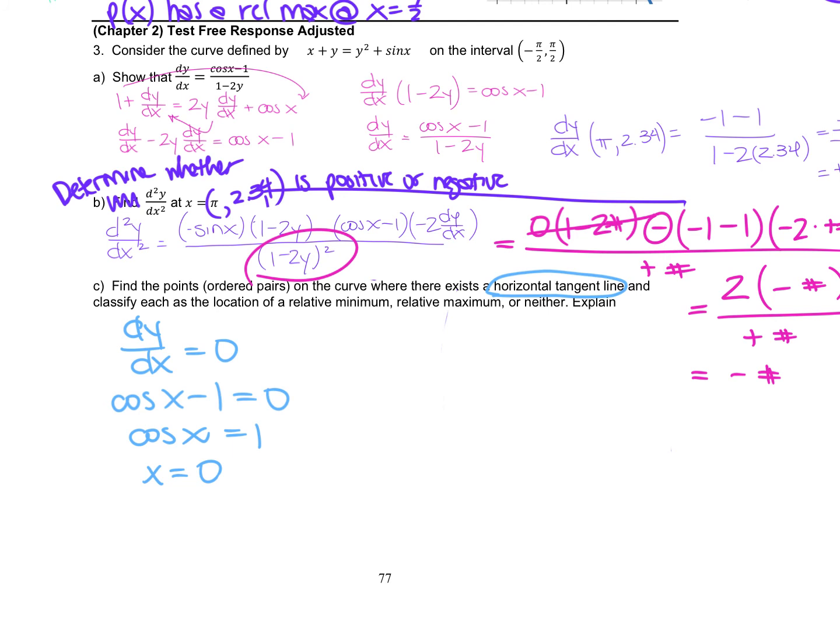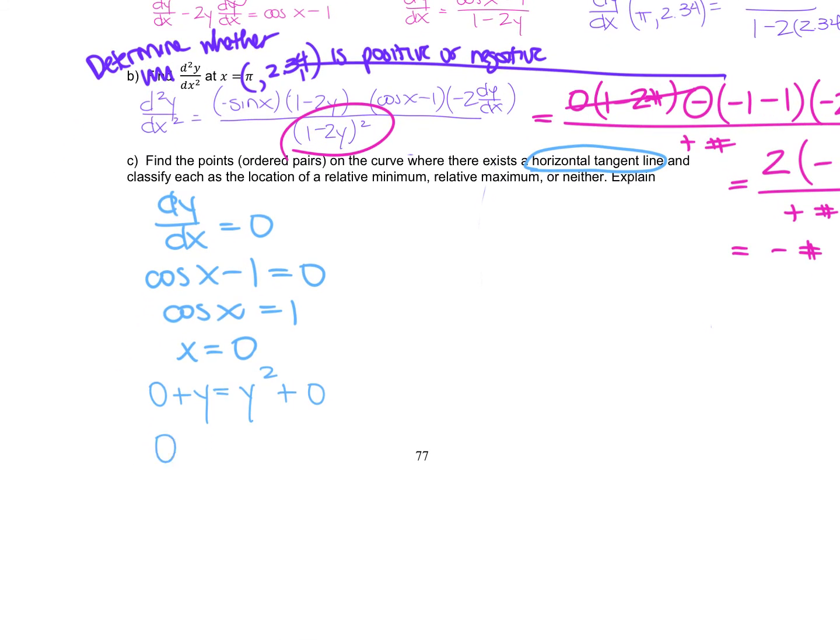So if I want to determine whether the second derivative is positive or negative, I do need an x and a y, though, right? All right, so how do I find a y for that x? You plug it into the original. So looking at the original, that's 0 plus y equals y squared plus, what's the sine at 0? 0. We're plugging it back into the original. So we need to find the original. How do you solve something like this?